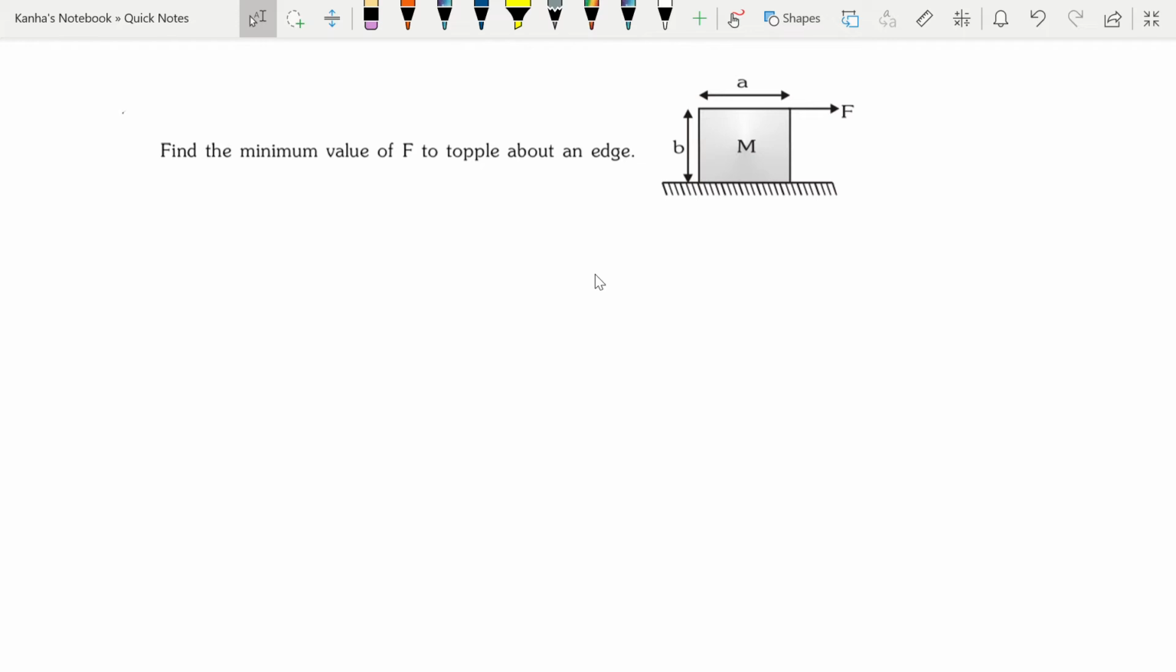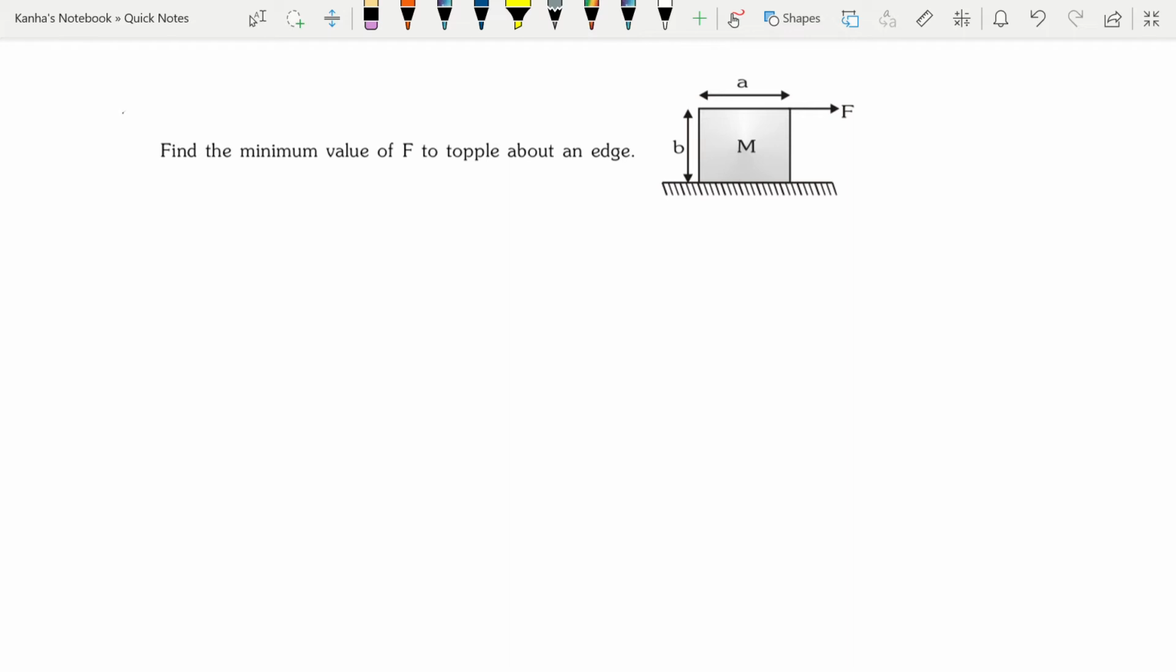For example, a question might come in the paper wherein a car is going on a circular track, and they ask you what is the force between the wheels, or how much frictional force should be applied so that the car does not topple. So these kinds of questions are often asked in the paper. So what do you mean by toppling?